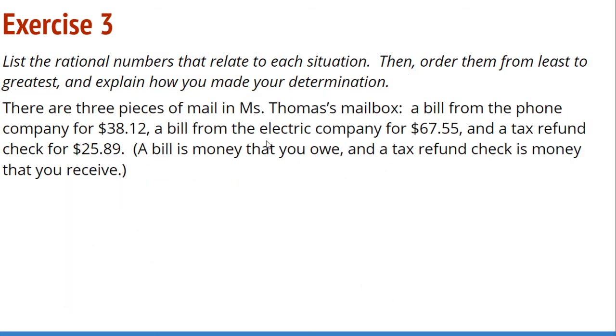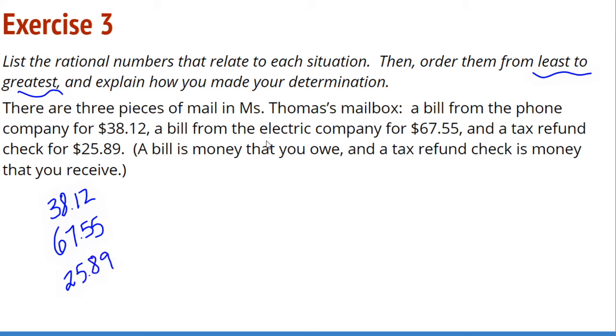All right, looking at exercise 3. We are going to again list them from least to greatest, and explain how we made our decision. There are 3 pieces of mail in Ms. Thomas's mailbox: a bill from the phone company for $38.12, a bill from the electric company for $67.55, and a tax refund for $25.89.